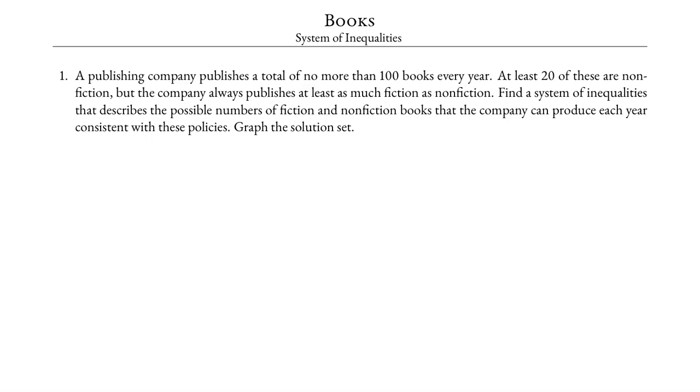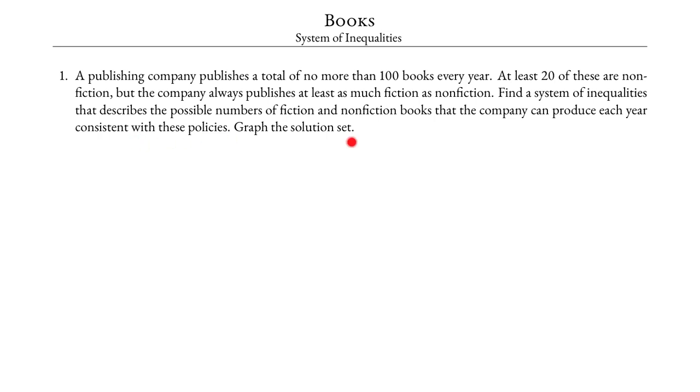A publishing company publishes a total of no more than 100 books every year. At least 20 of these are non-fiction, but the company always publishes at least as much fiction as non-fiction. Find a system of inequalities that describes the possible numbers of fiction and non-fiction books that the company can produce each year consistent with these policies.